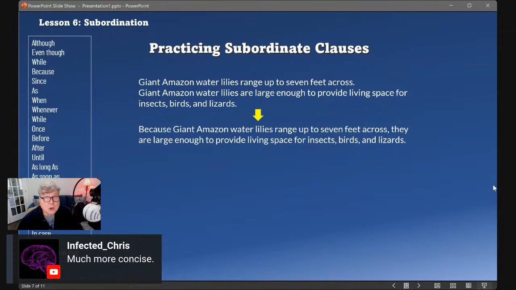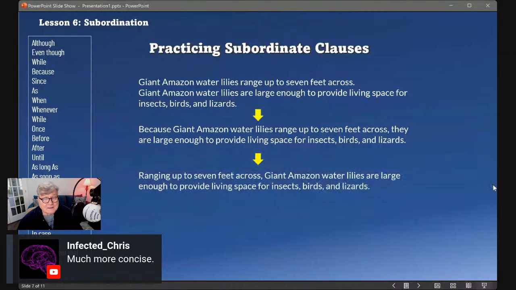Let's see what we got here. Here we have the cause. Because giant water lilies range up to 7 feet across, they are large enough to provide. Now, can we reduce that? Can we reduce the number of words? We could probably go with a pronoun first, because they range up to 7 feet across. And if we go because they range up to 7 feet across and delay that subject, it puts more emphasis on the giant water lilies being large enough.